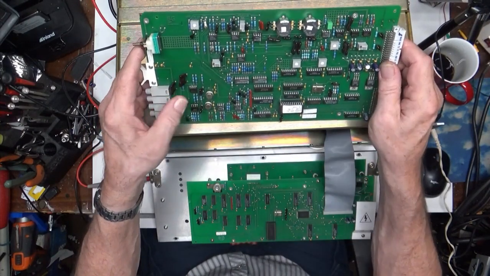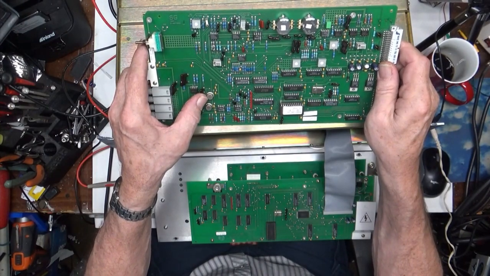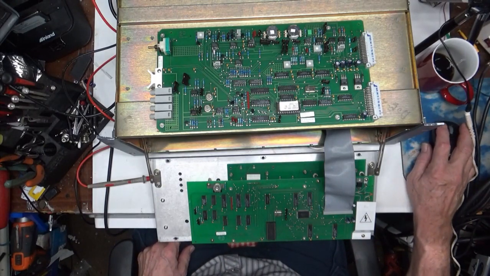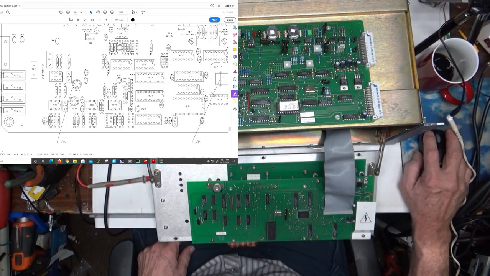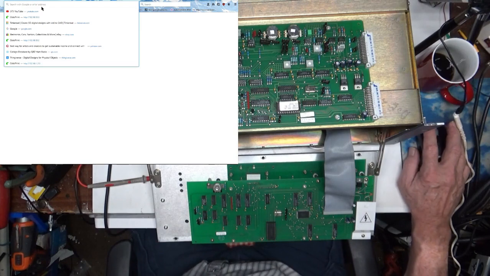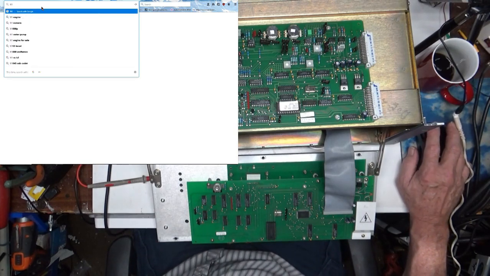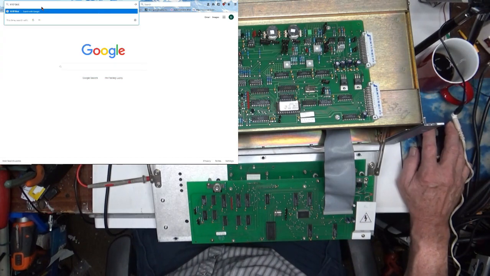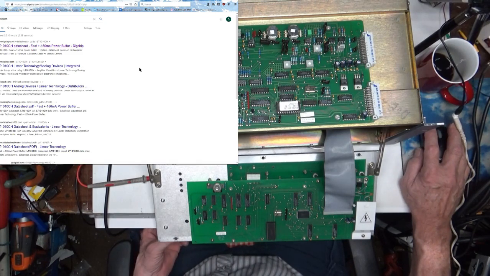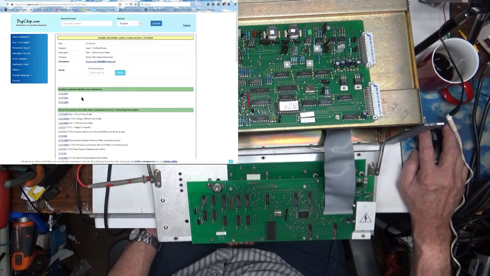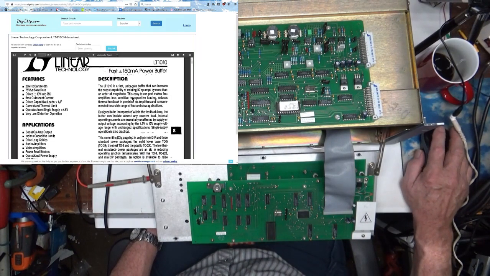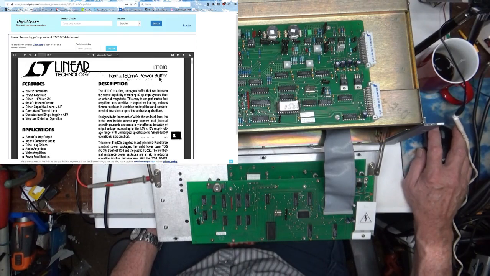What are these guys? LT1010. All right, let's go look up an LT1010 and see what that is. All right, LT1010CH. It's DigiChip. LT1010CH is a fast 150 milliamp power buffer.